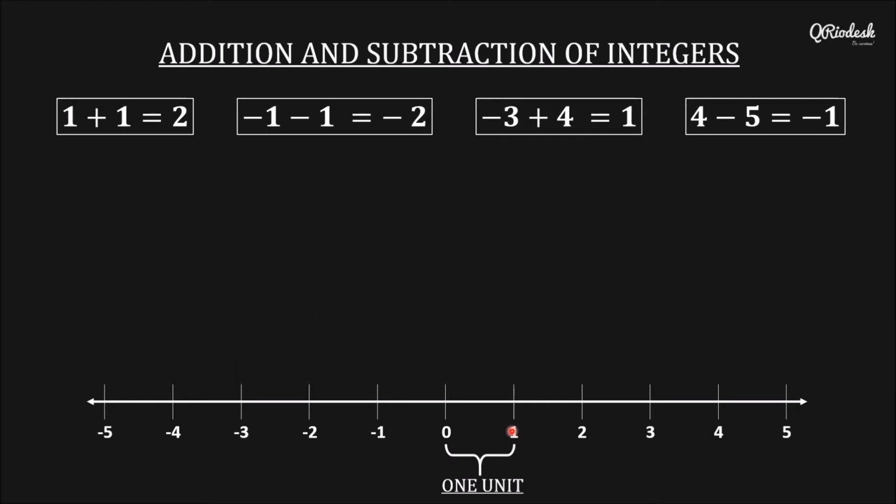And the fourth one is 4 minus 5. So we are at 4 and we are subtracting. We are going 5 times towards the left. 1, 2, 3, 4, 5. And we wind up at -1.